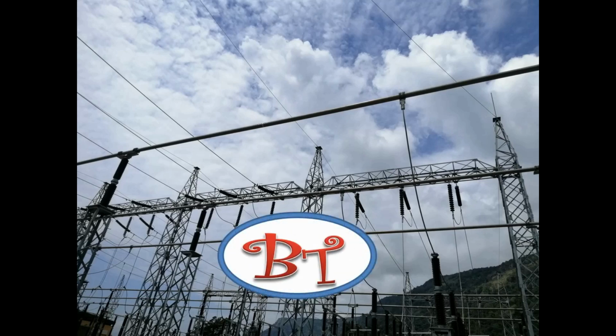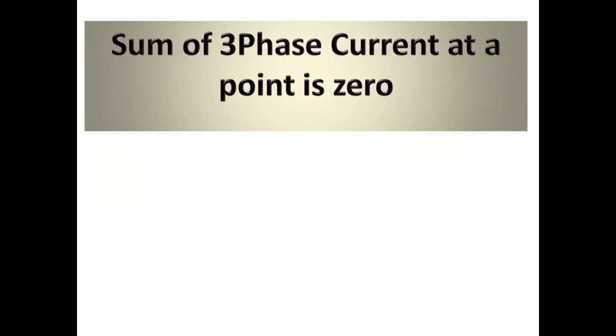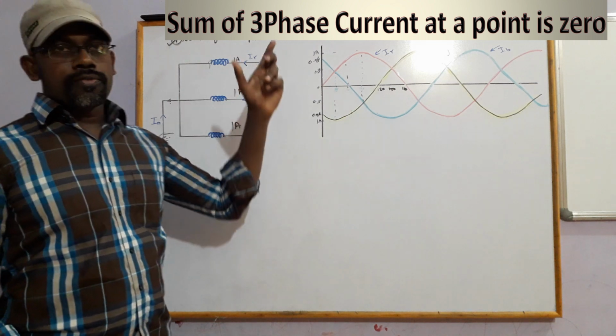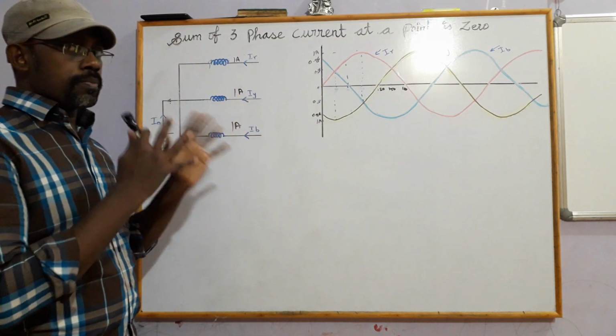Here we are going to see the concept behind this topic, that is, the sum of three-phase current at a point is zero. And also we are going to see in unbalanced condition how the neutral current flows. We are going to see these two. First we will see that the sum of the current at a point is zero. What is the concept behind this?